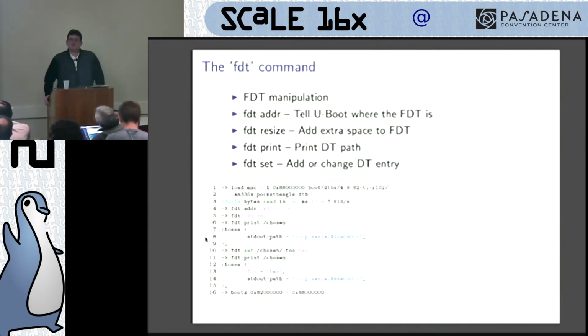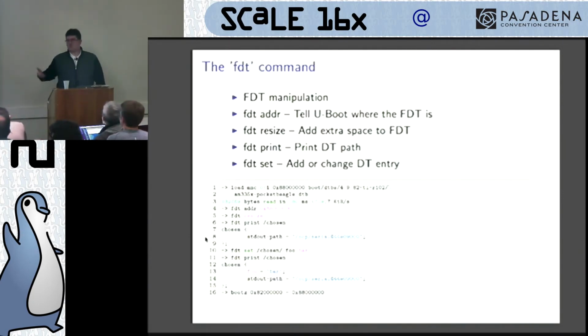In case you want to modify it, you need to first do FDT resize, because whatever you just loaded into the RAM is the flattened device tree blob, and there is no extra space. So if you want to add nodes, you first need to do FDT resize to have U-Boot add some extra space for your new nodes.